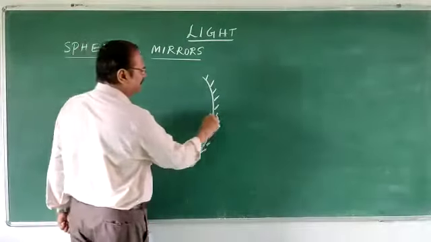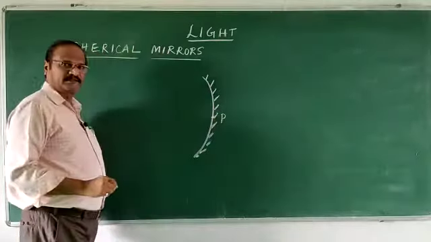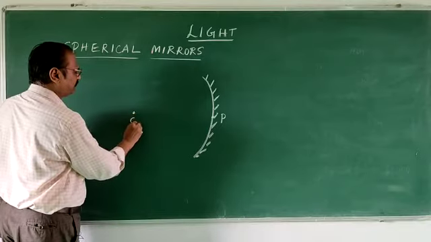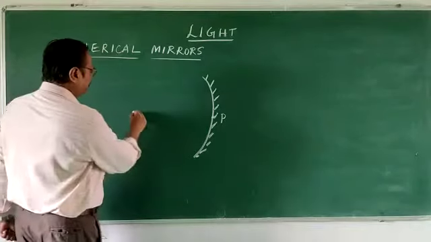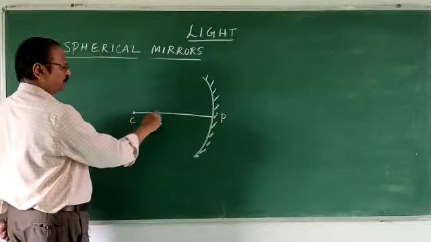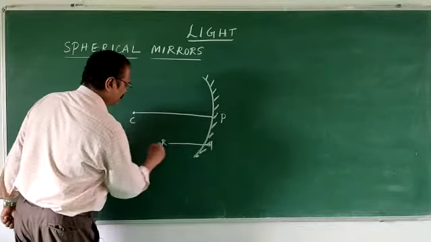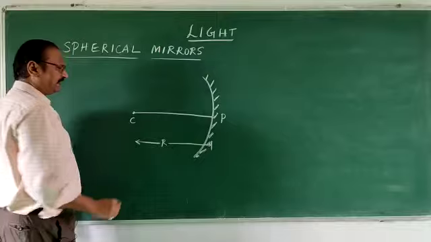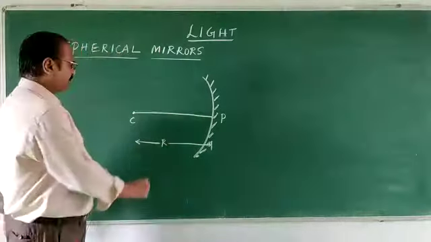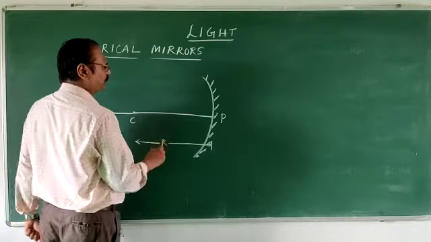I said that the middle point of this mirror is the pole of the mirror and it is part of a sphere. So this is the center of curvature, and the line joining the pole of the mirror with the center of curvature you called the radius of curvature. This line is the most important line because it connects the pole and the center of curvature.